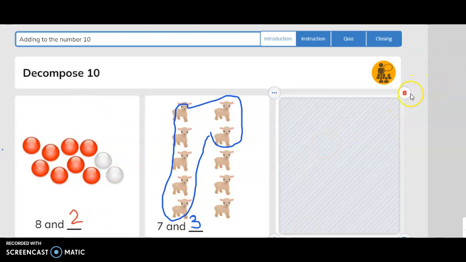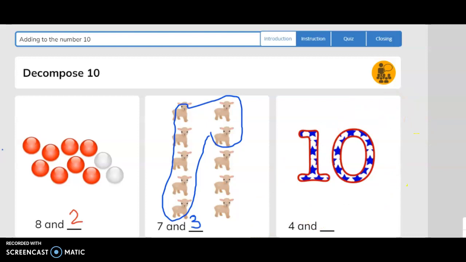So let's see what our next one is. 10. So we have 4, and what number would give us 10? I like to do dots or circles, so we'll do some circles. 1, 2, 3, and 4. How many more circles do I need to make 10? Let's see. So we got 4 here. So let's go and add on some more.